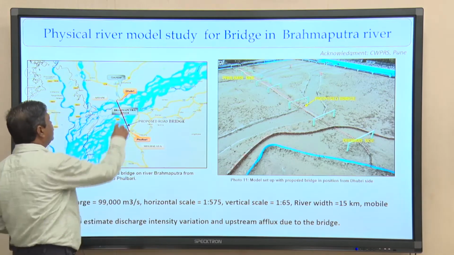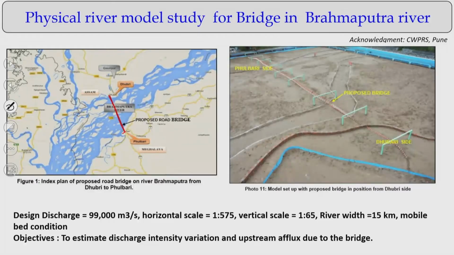That means this is the bridge proposed to be constructed. The same models of the bridge and the piers, you can see it. That is what is done on physical model setups. Okay. So, this is the proposed road bridge on the Brahmaputra river. The same thing, if you look at, is implemented in physical models.